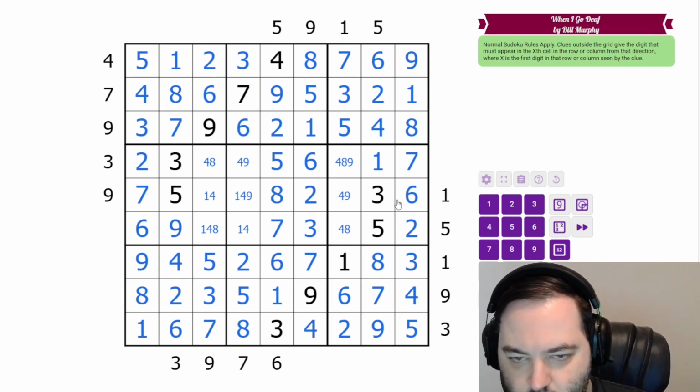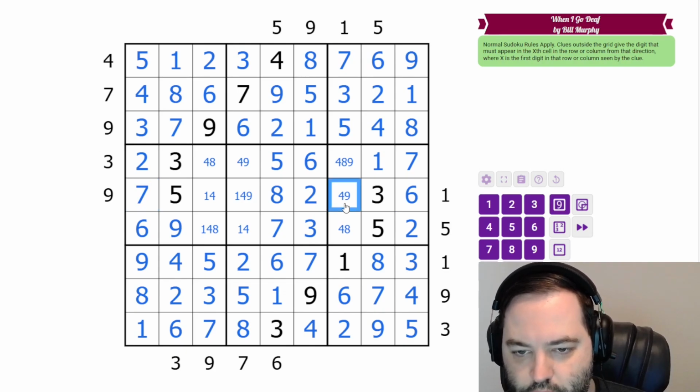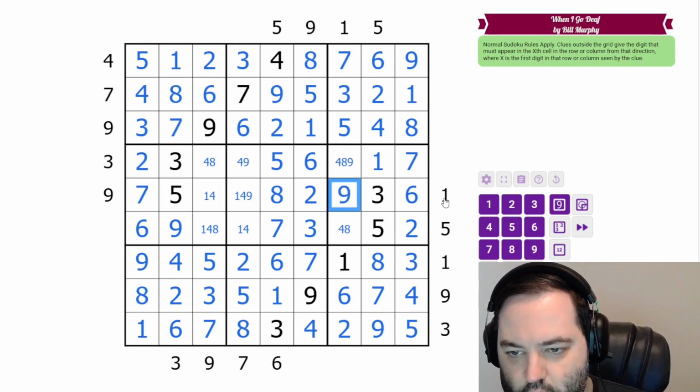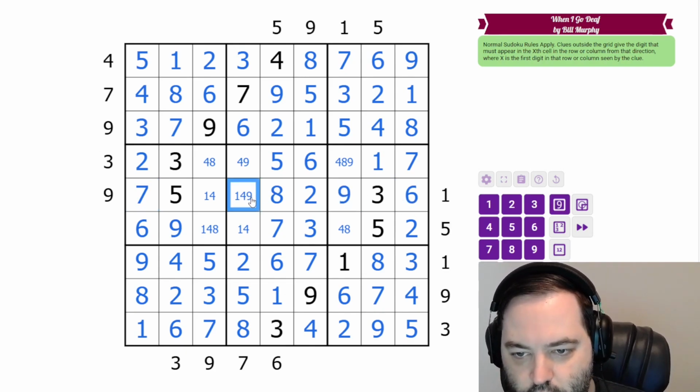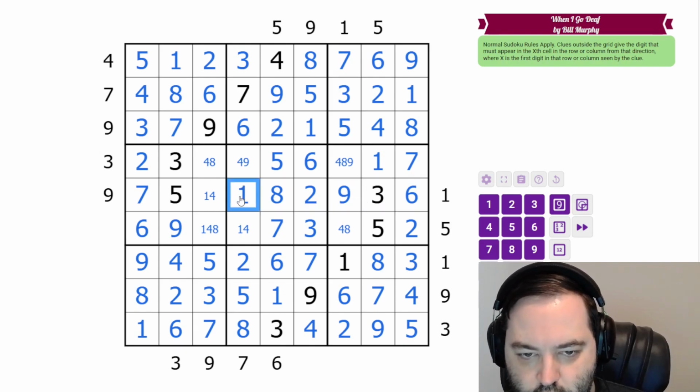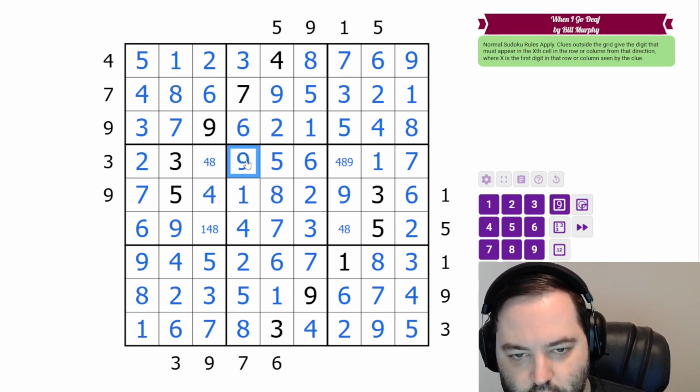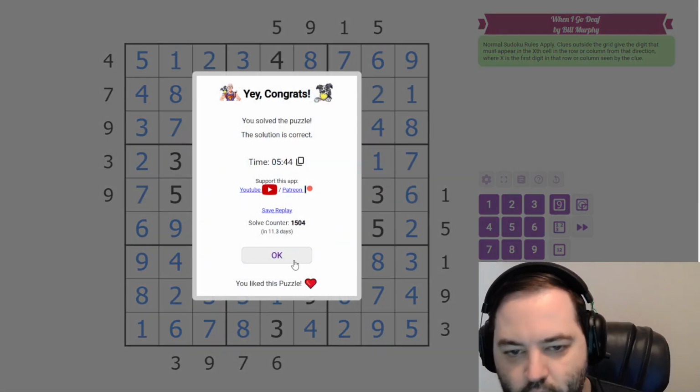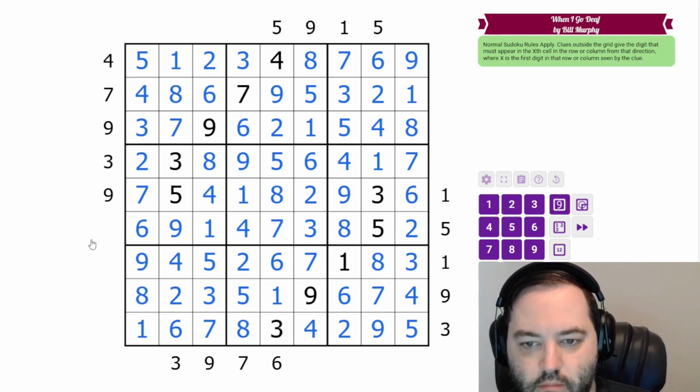Okay, and I might be missing some little thing, but now that we have the 6 and 7 filled in, this is telling us that 9 appears in the 7th cell from this direction. That's this cell. And this one is telling that 1 appears in the 6th cell from this direction. So that's 1. That's going to finish off the grid. Like so. And that's the solution.